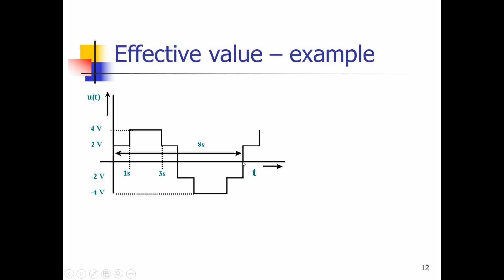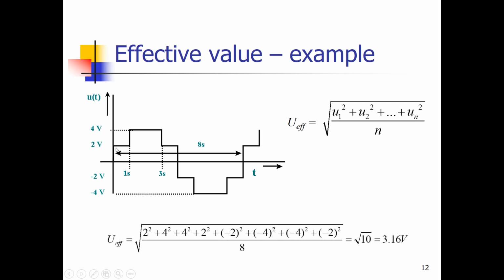And then this signal is repeated again. So my total period time is 8 seconds, and I have divided it in 1, 2, 3, 4, 5, 6, 7, 8 pieces. We are taking the effective value, so we're taking the RMS value. So we start with taking the square in every piece which we have defined.